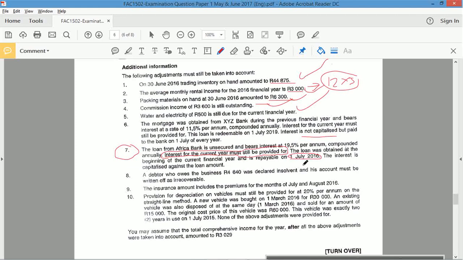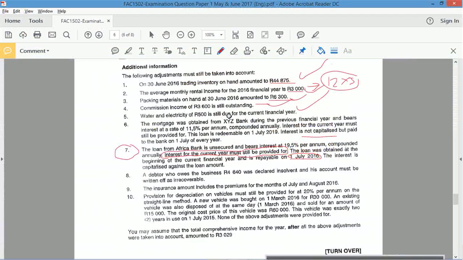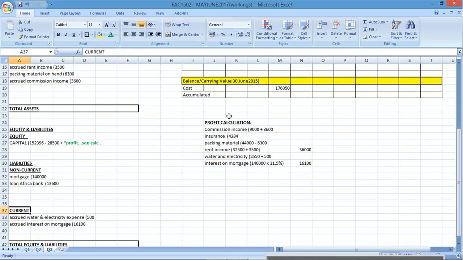Long term. Short term, because that's the next day. This is end of June. Okay, so it's the next day. Right, so that means this loan, where's this loan? Loan from Africa Bank. So this loan needs to move there. Okay, why? Payable. Yes. Makes sense.